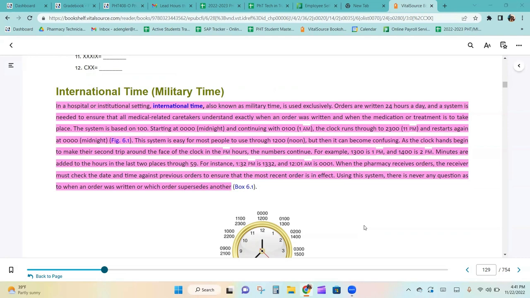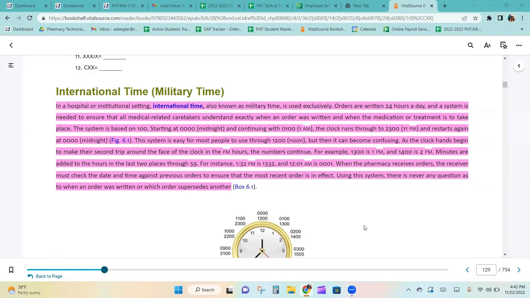This system is easy for most people to use through noon, but then it can become confusing as the clock hands begin to make their second trip around the face of the clock in the PM hours. The numbers continue. For example, 1200 is noon, 1300 is 1, 1400 is 2, 1500 is 3, and so on and so forth, up until midnight. Minutes are added to the hours in the last 2 places through 59. For instance, 1:32 p.m. is 1332 and 12:01 a.m. is 0001.